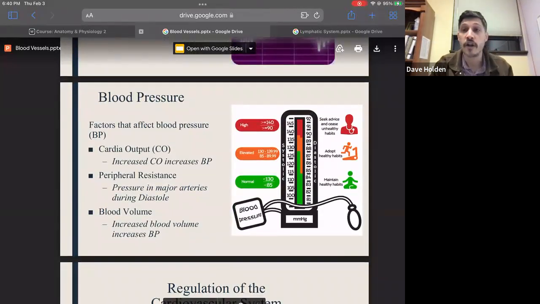Last, blood volume. If you make more blood, that will increase your blood pressure. Also, losing a lot of blood will lower the blood pressure. We learned about that last week when we talked about hemorrhagic anemia.